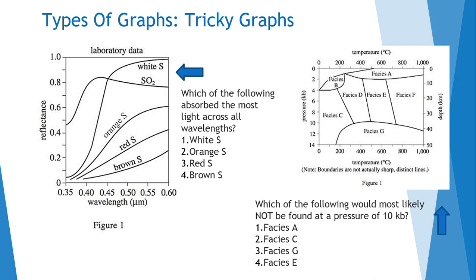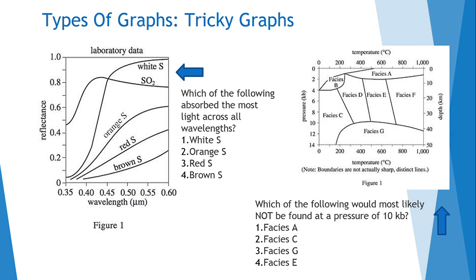For this first question, we have, which of the following absorb the most light across all wavelengths? Basically we have this graph where we have wavelengths that are increasing, we have reflectance, and this is all laboratory data. And I'm presented with 4 answer choices. I'm trying to find the one that has absorbed the most light.